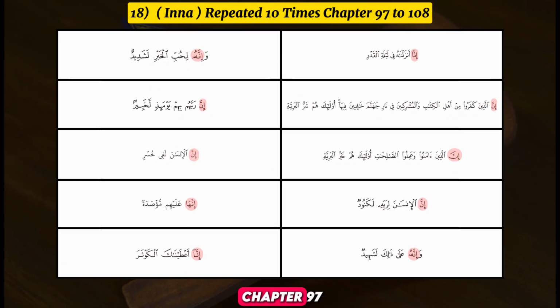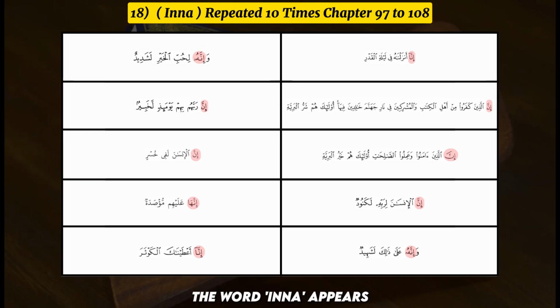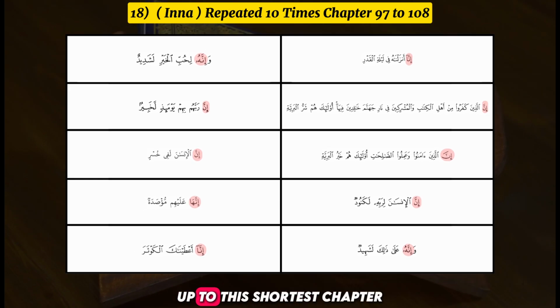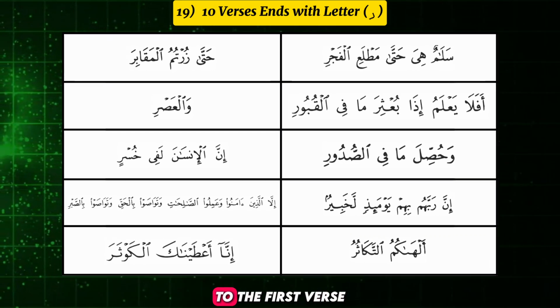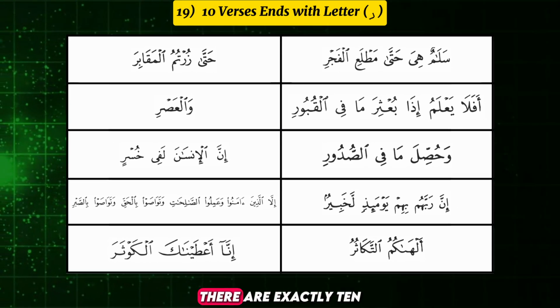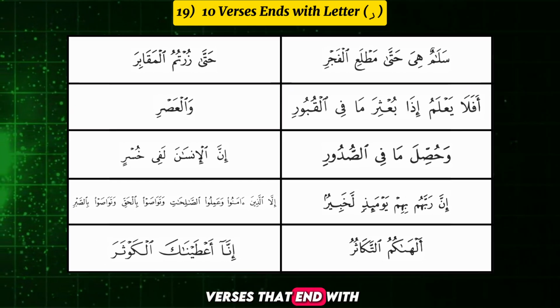From the beginning of chapter 97, the word Inna appears exactly 10 times up to this shortest chapter. Moreover, from the last verse of chapter 97 to the first verse of this shortest chapter, there are exactly 10 verses that end with the letter Ra.